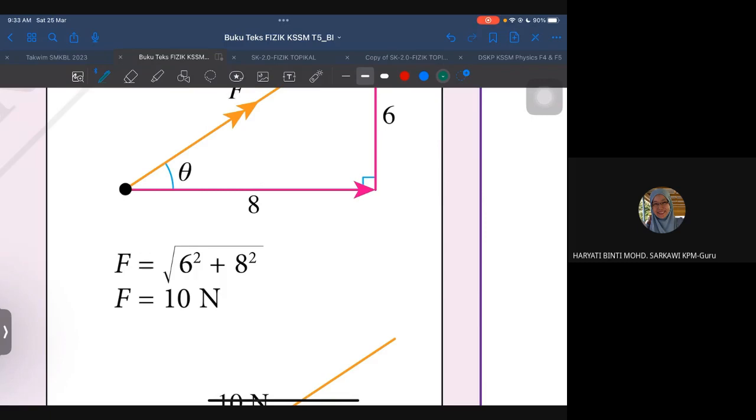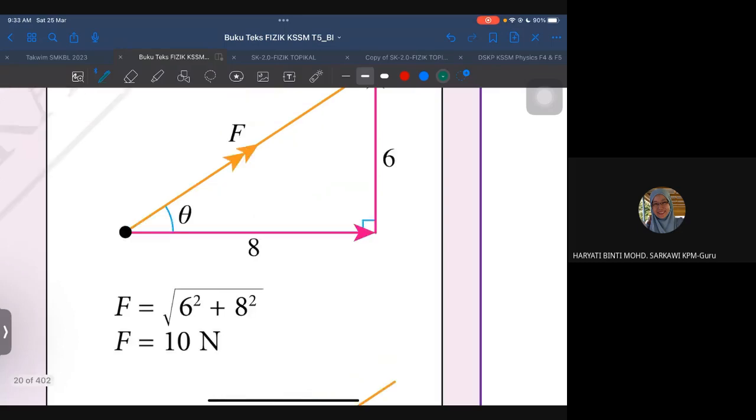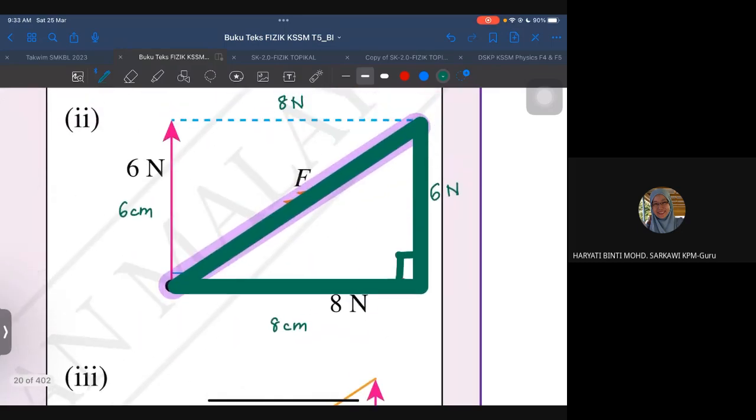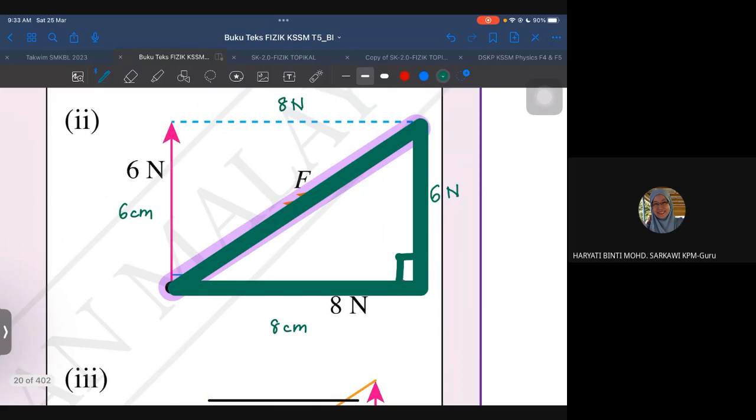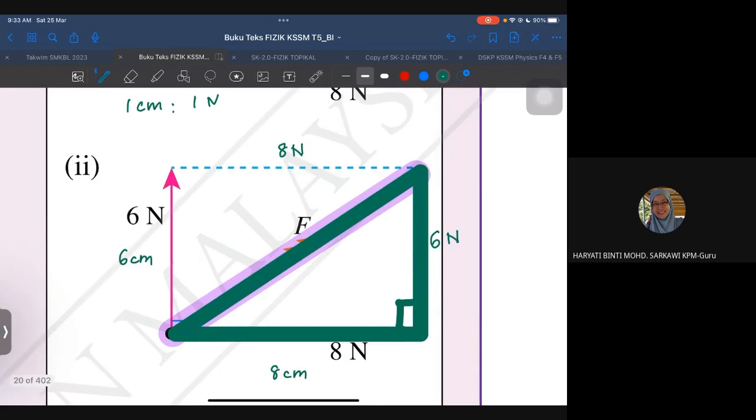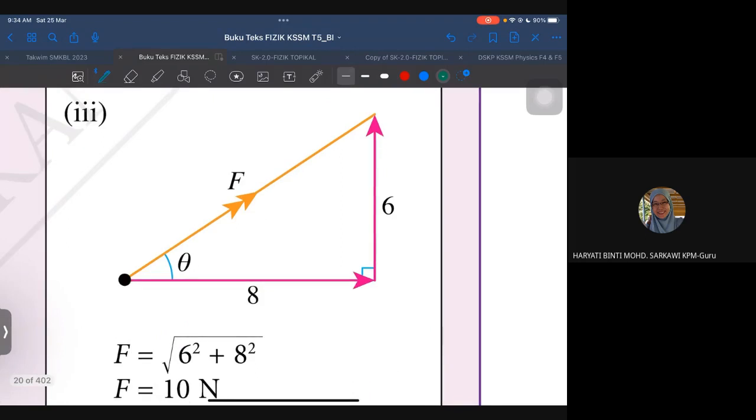Okay, so it means that you can determine the magnitude of the force by using Pythagoras theorem. So it means that here, if you draw the diagram, you will get the length of F will be 10 cm. Okay, 10 cm. And you refer back to the scale that you have. All right, so this is the scale, right? Okay, so if you have 10 cm, so the magnitude of the force is actually 10 newton. You can calculate also like that.